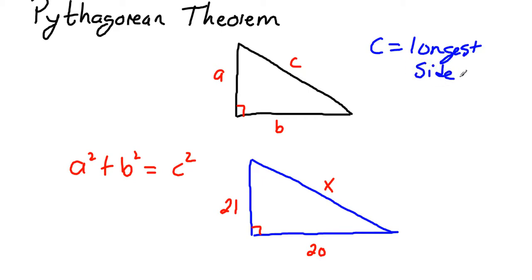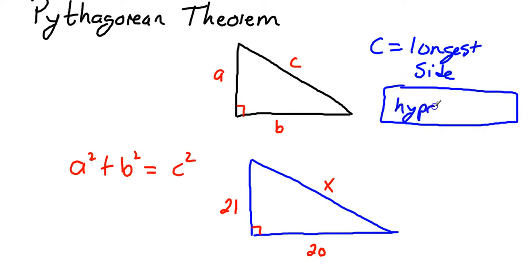Okay, and C is always the longest side. And that one's called the hypotenuse. A and B, those are your shorter two sides. Those are always called legs.